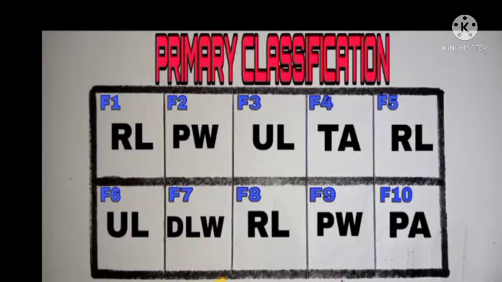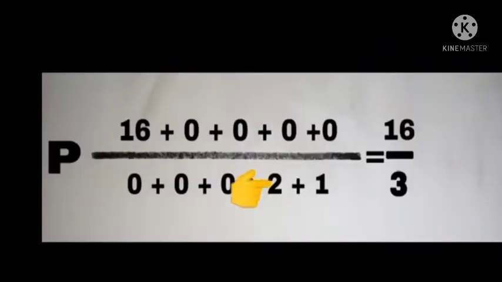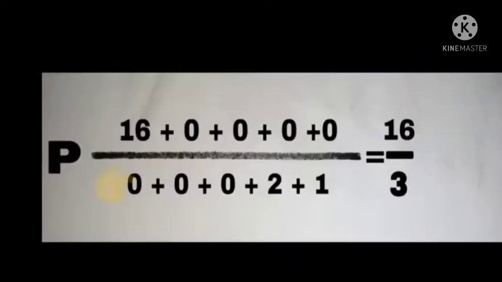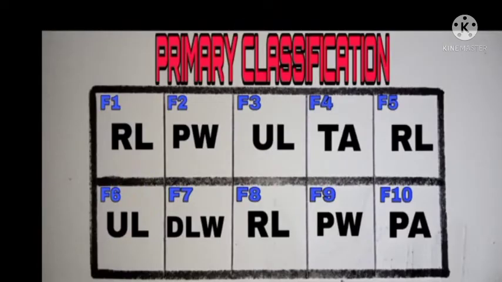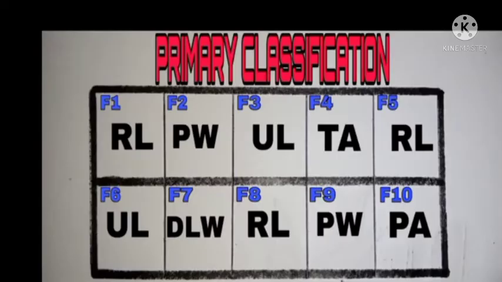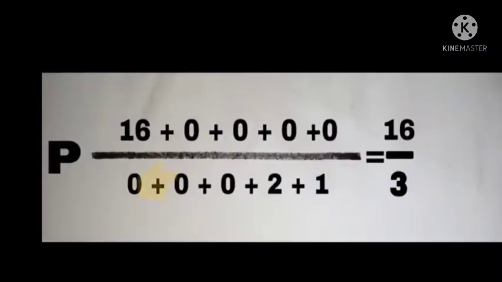Finger 7, double loop whirl, numerical value of 2, placed in the denominator. Finger 8, radial loop, 0, placed in the numerator. Finger 9, plain whirl, numerical value of 1, placed in the denominator. Finger 10, plain arc, 0, placed in the numerator. Therefore, 16 plus 0 plus 0 plus 0 plus 0 equals 16 over 0 plus 0 plus 0 plus 2 plus 1 equals 3, which is 16 over 3.